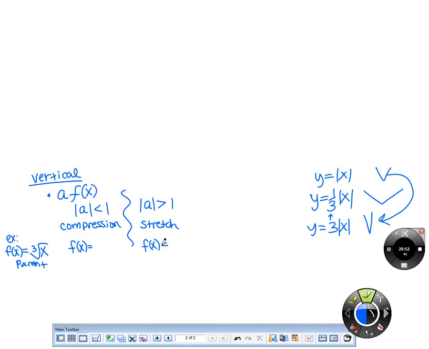Tell you what, take 30 seconds with your group and come up with one that has a vertical compression and one that has a vertical stretch. Okay, now somebody give me an example of an equation for a cube root that would include a vertical compression. Yes, Elijah.